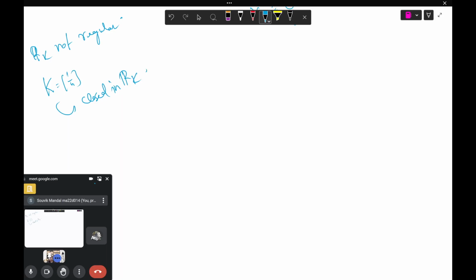And the set {0}. And 0 does not belong to K, correct? Now we will show that there does not exist any open set U containing 0 and open set V containing K so that the intersection is empty. This is what we will show. So assume that there is an open set U containing 0 and V containing K so that U intersection V is empty.